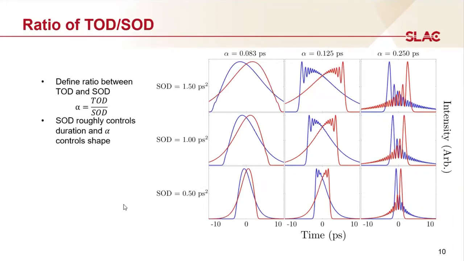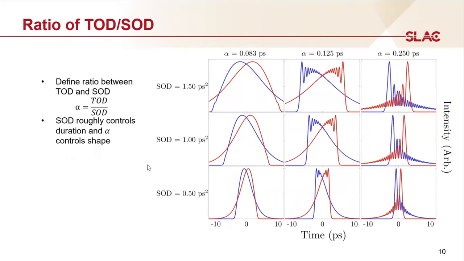So instead, if we define a ratio between TOD and SOD, alpha, and display pulses now as a combination of SOD and alpha, it is clear to see that the pulse shape is based on the singular parameter alpha, and SOD actually controls pulse duration.